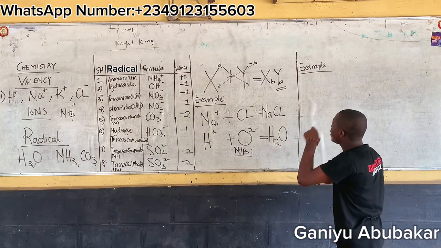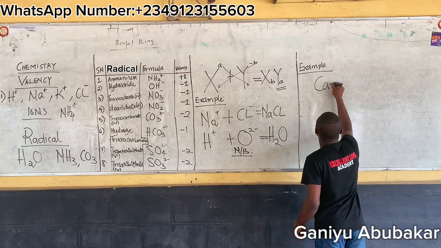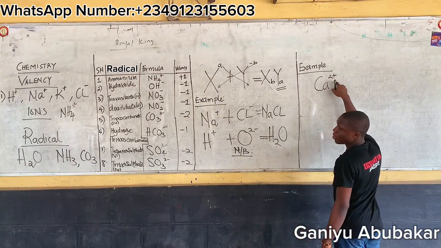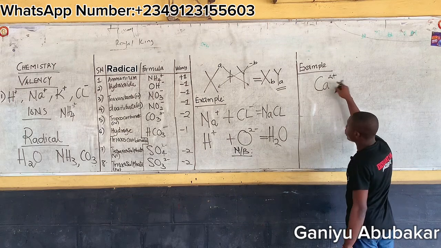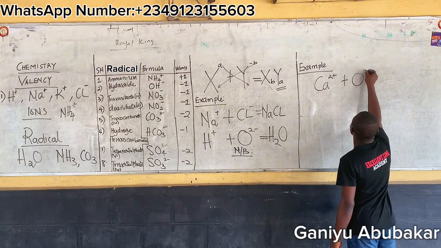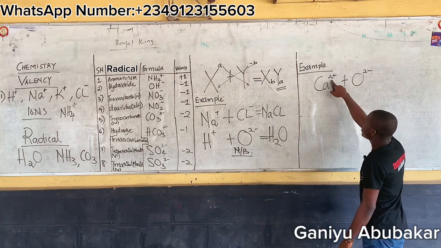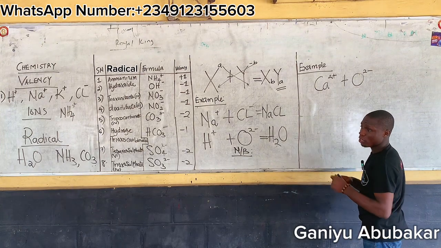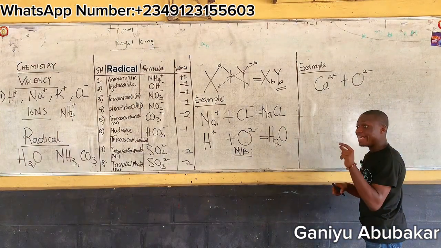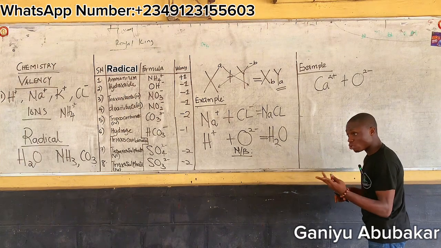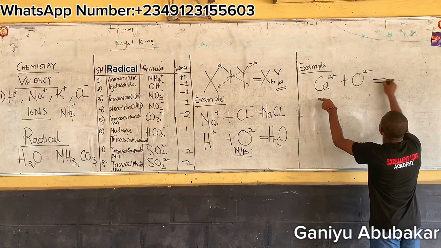Look up. If I have calcium, Ca2+, calcium is 2+. Combining with oxygen, they have opposite charges, but the same number. What did we say? At the end, the numbers cancel out.